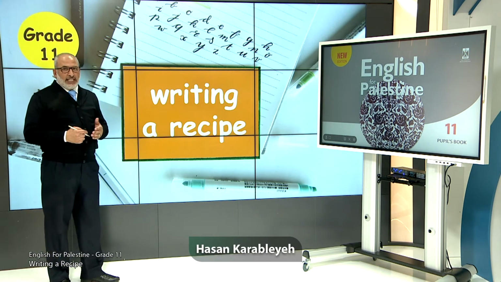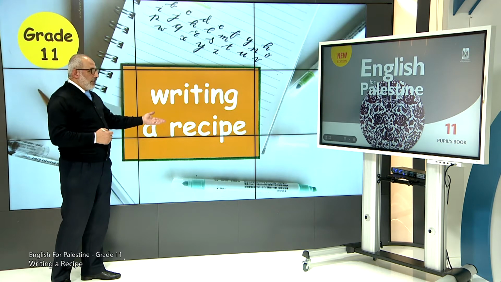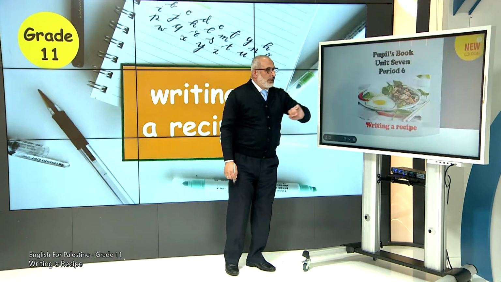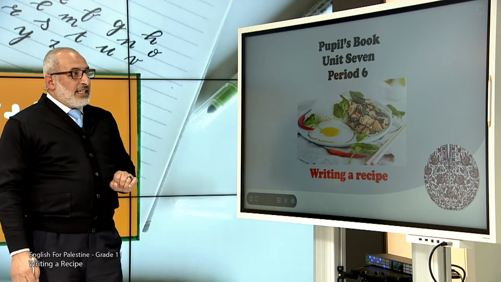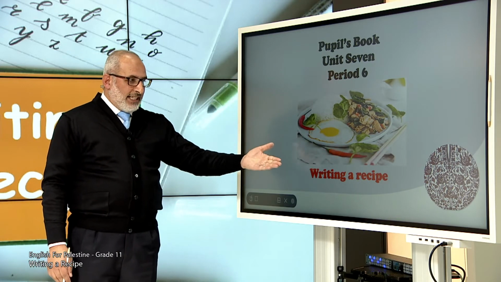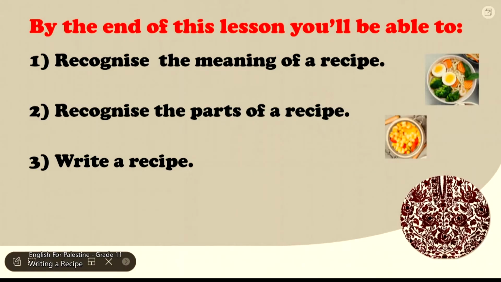Our lesson today is a writing lesson. It's about writing a recipe. So, it is in your books, Unit 7, Period 6, writing a recipe. By the end of this lesson, you will be able to recognize the meaning of a recipe, recognize the parts of a recipe, and write a recipe.